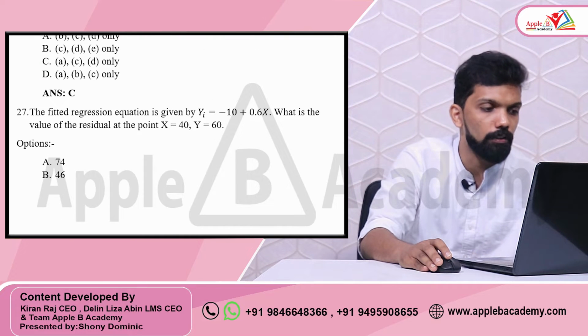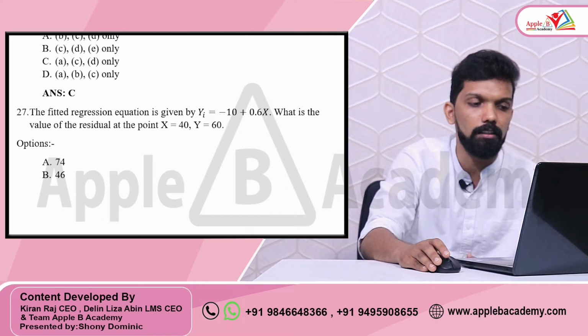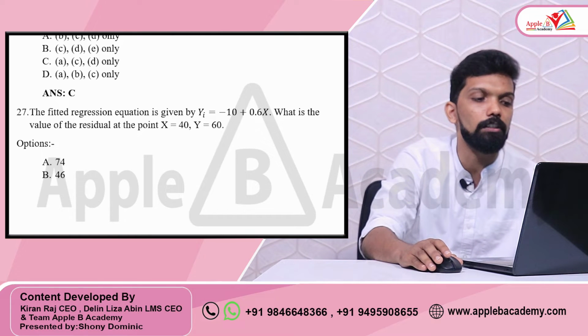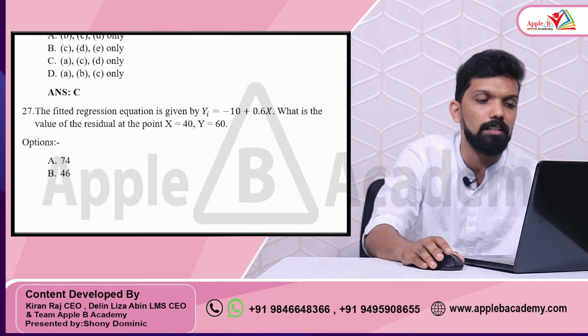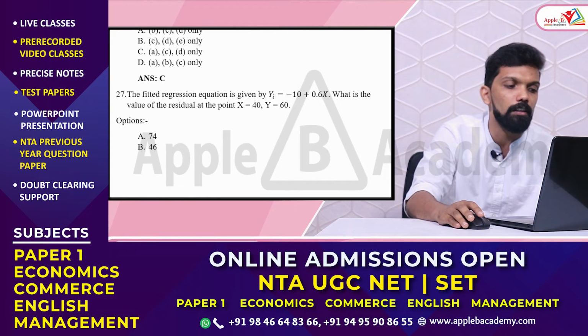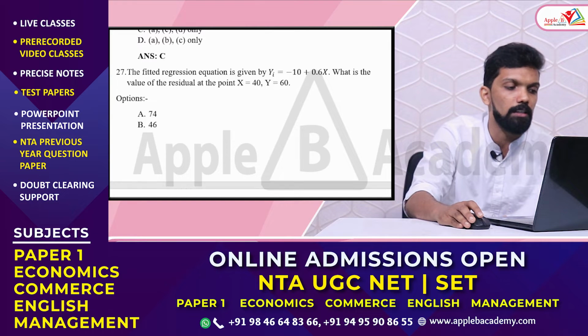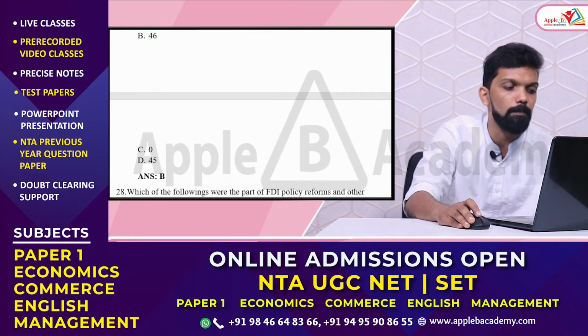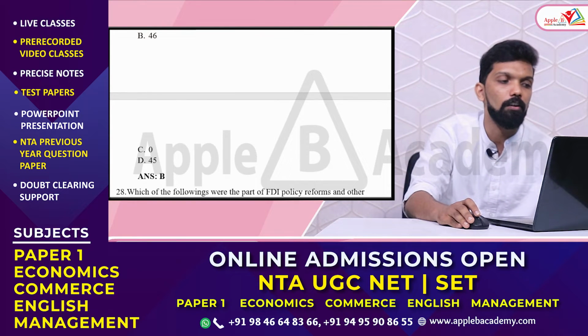And the 27th one is from the module statistics and econometrics. Here we are given a regression equation. The fitted regression equation is given by yi equal to -10 plus 0.6x. What is the value of the residual at the point x equal to 40 and y equal to 60? So option A 74, option B 46, option C 0, option D 45. The right answer for this question is option B, 46.